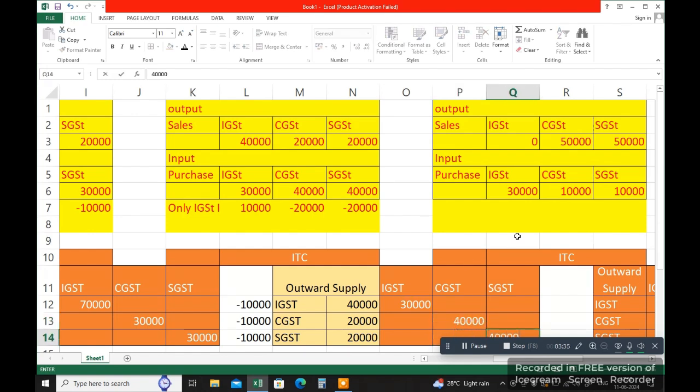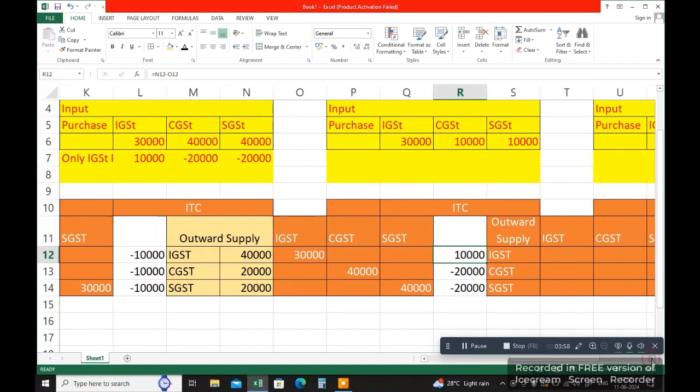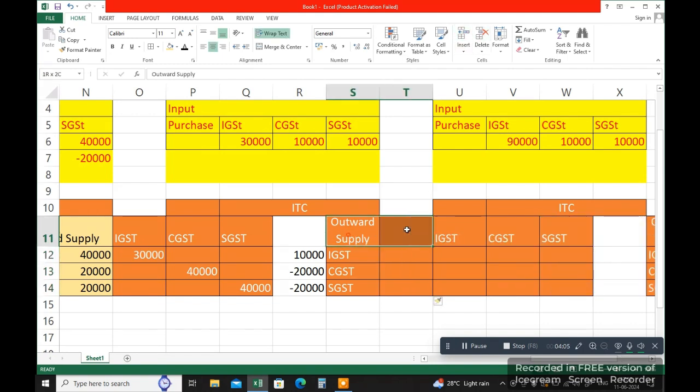Okay, see, understood? So in this case, output minus input. So this is payable 10,000. In this case, it will be negative. In this case, it will be negative. So 10,000 is payable to the government. Okay. Next step. This one again, I will just make this. So this is my outward supply.